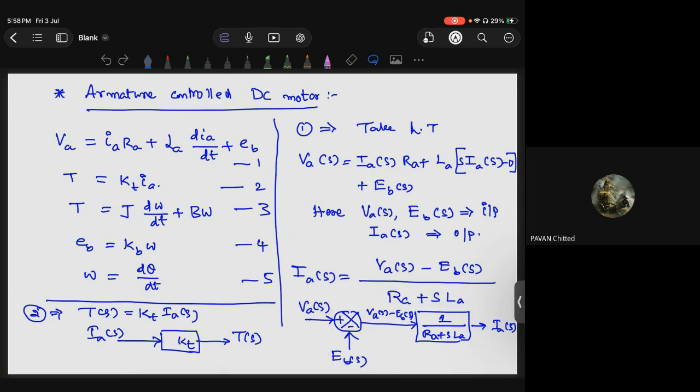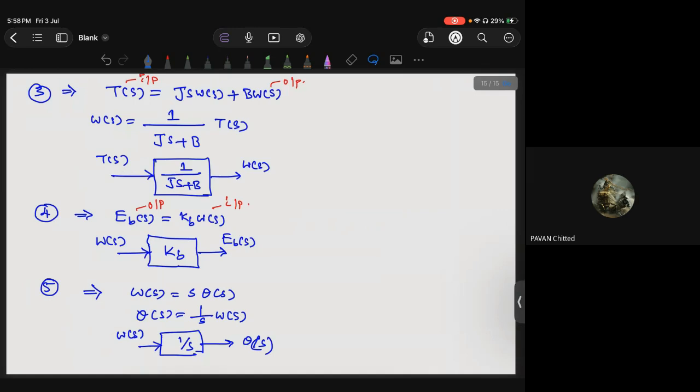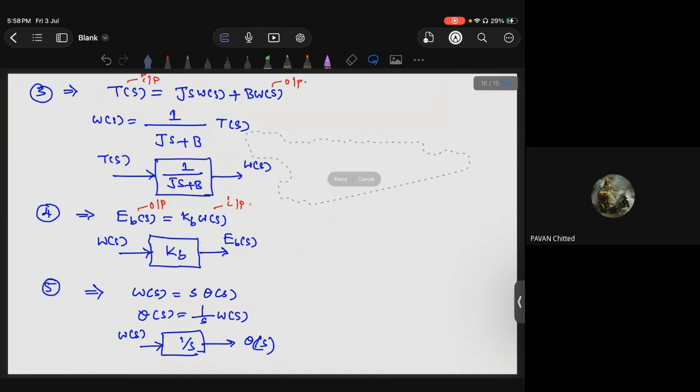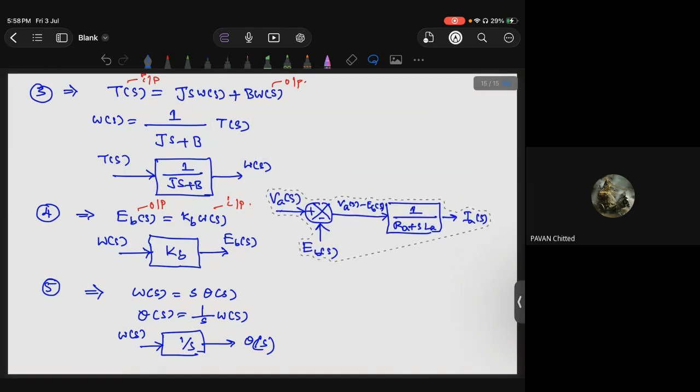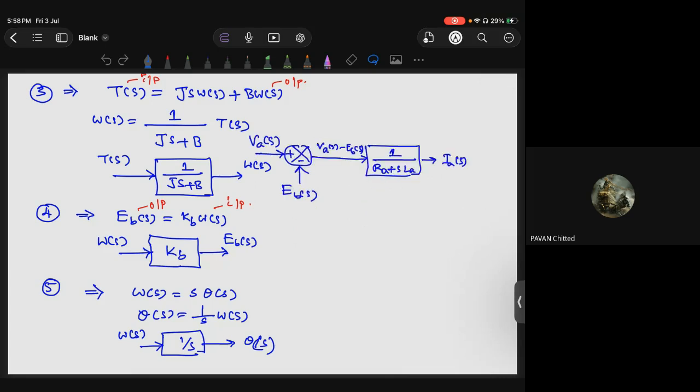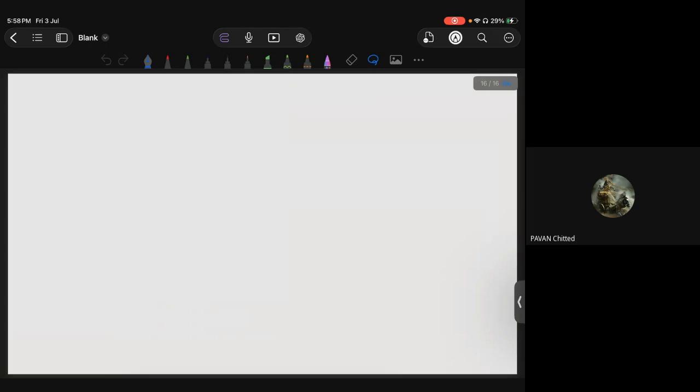Let's start with the first equation. Okay, I can write it here itself. So I'll take the new one. So I can write it like this.